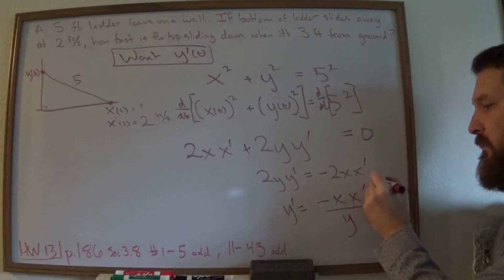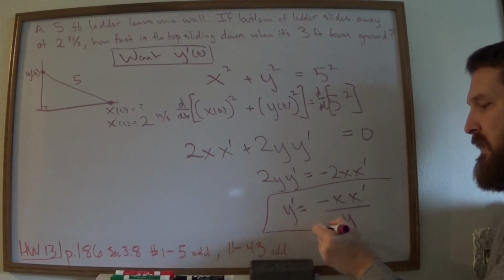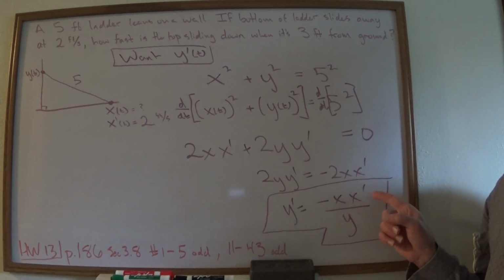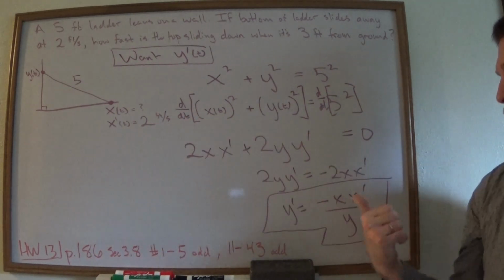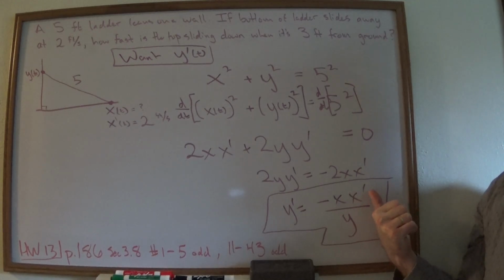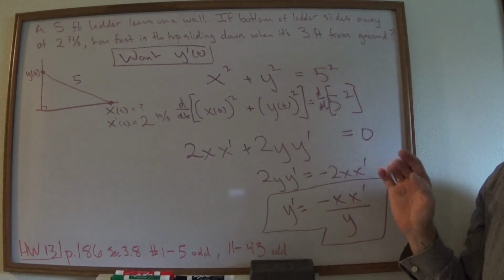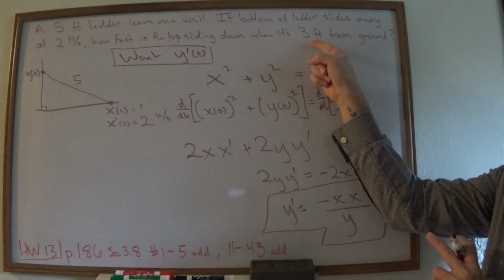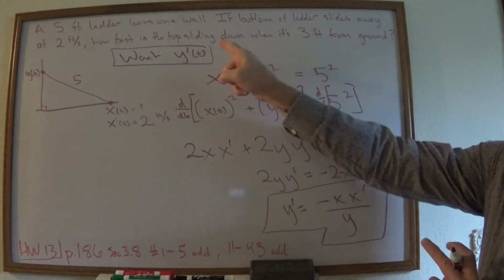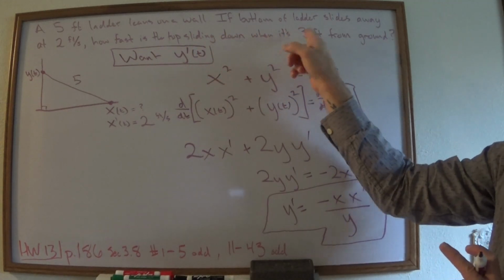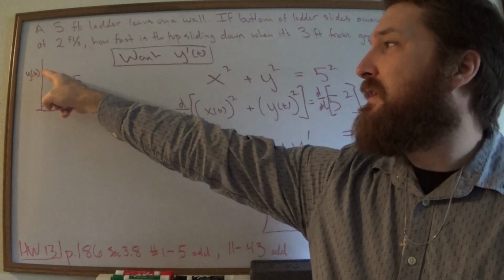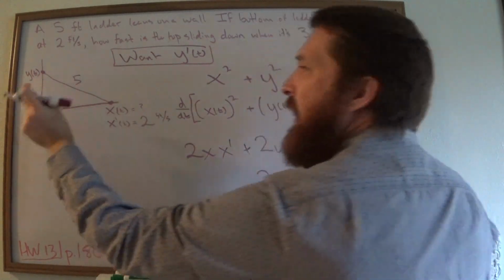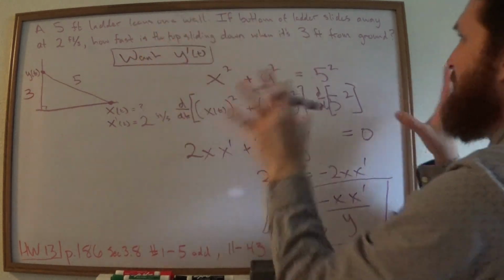Now here's a question. Do we have enough information to get all this stuff in? So x prime, we already said, is always 2. So that part's done. Do we get an equation for y? Yes, we actually were given y, because look at this part right here. How far is the top sliding down when, and it refers to this point right here, when that's 3. So in other words, y is 3 at this time.